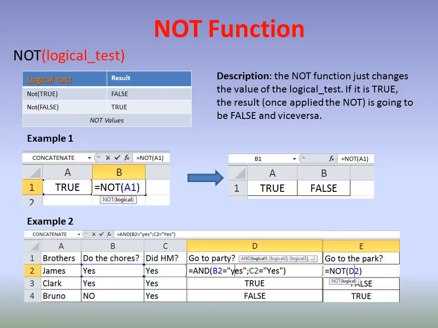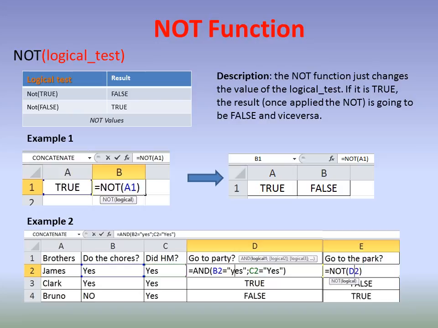In the second example, the problem is the following. A mother has 3 sons: James, as in James Bond; Clark, as in Clark Kent; and Bruno, as in Bruno Diaz. The mother tells her sons, "Guys, if you want to go to the party, you have to do the chores, do the dishes, make the bed, and you have to do your homework. Otherwise, you cannot go to the party, but you can go to the park."